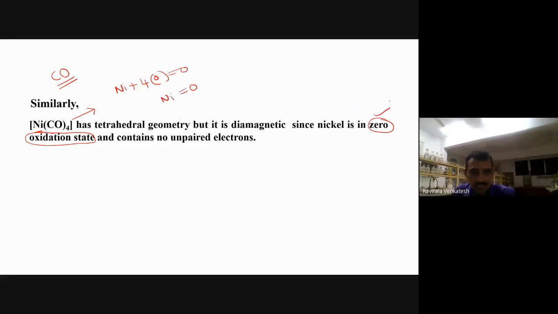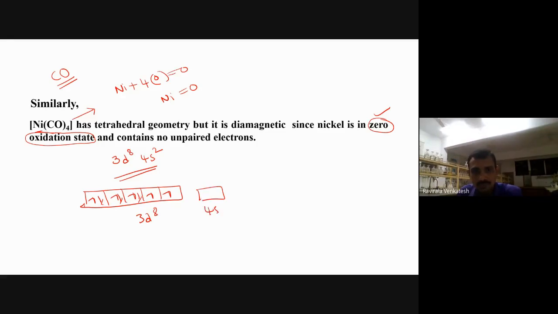Zero oxidation state. Now the nickel configuration will be 3d8 4s2. This is an important thing, all of you please listen carefully. The configuration we are getting is 3d8. I am writing it like this: 3d8 boxes, then 4s2 like this. Next, 4p will be without any electrons.